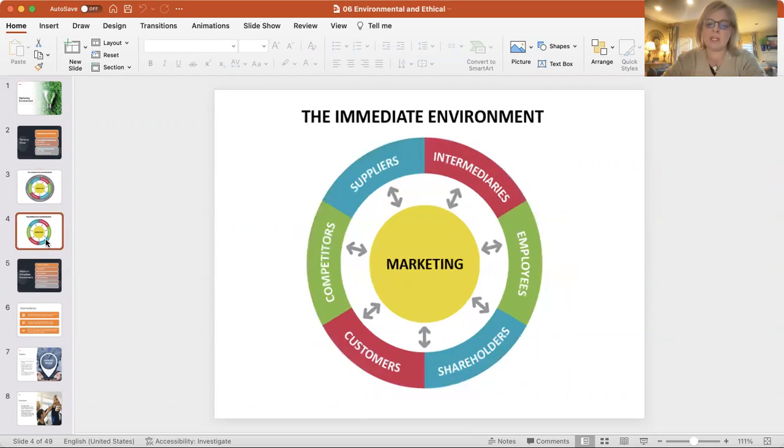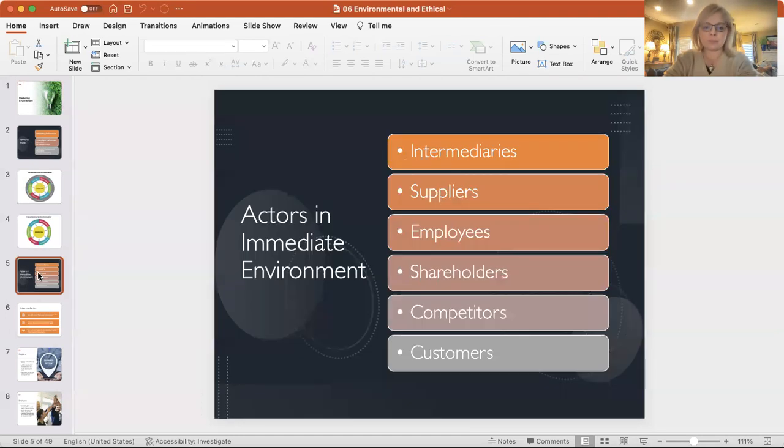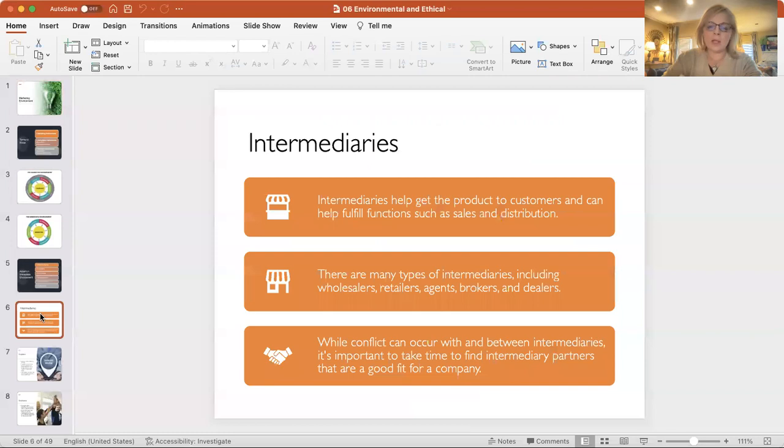But what is our immediate environment? Well, our immediate environment is things like suppliers, our intermediaries, our employees, our shareholders, customers, and competitors. That is in our immediate frame of mind. Those are the things that we are directly looking at from a day-to-day standpoint. Okay, so I just went through those. We won't list them again.